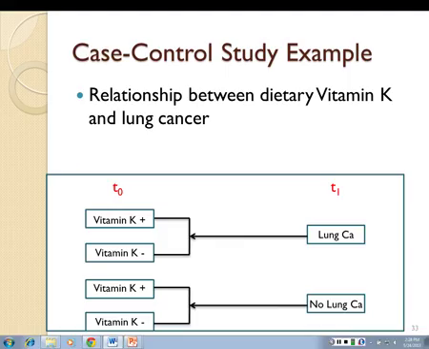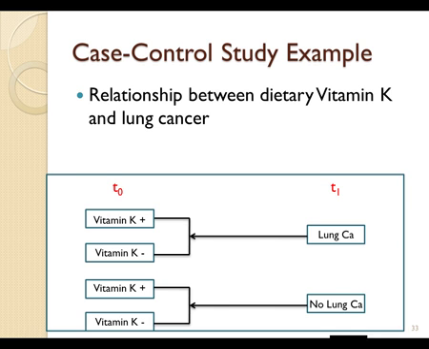Now, when we're looking at a case control study, it's helpful to walk through an example. So if we were to examine the relationship between dietary vitamin A and lung cancer, we would begin our study by identifying patients with lung cancer, and then we would identify separate acceptable controls that do not have lung cancer. We can then ask participants to retrospectively determine if they had adequate vitamin K consumption.